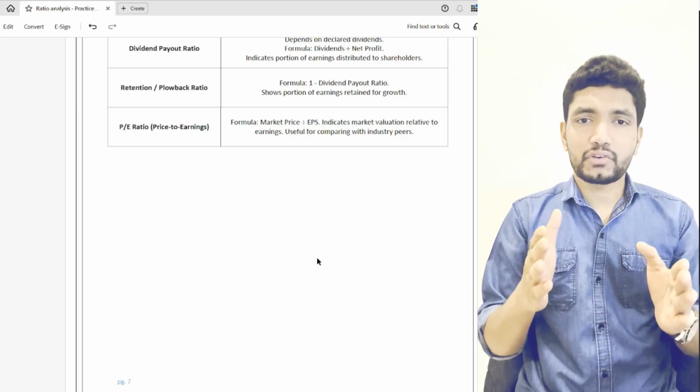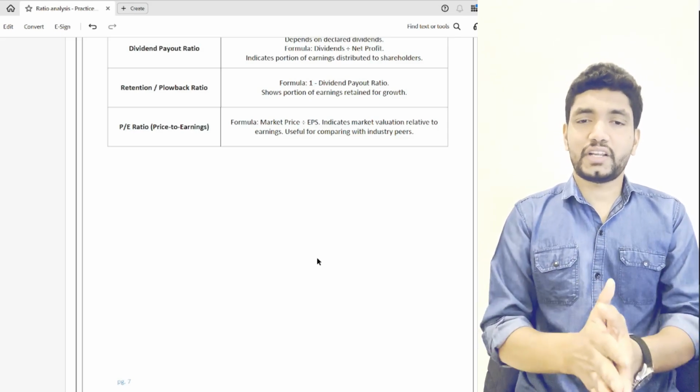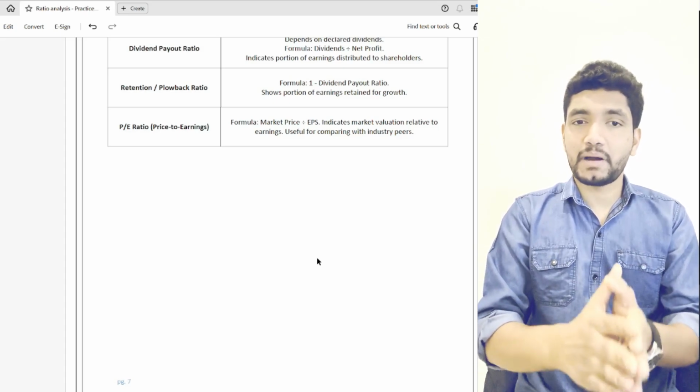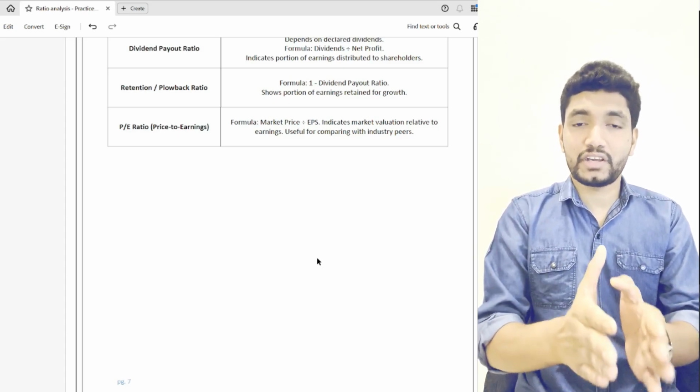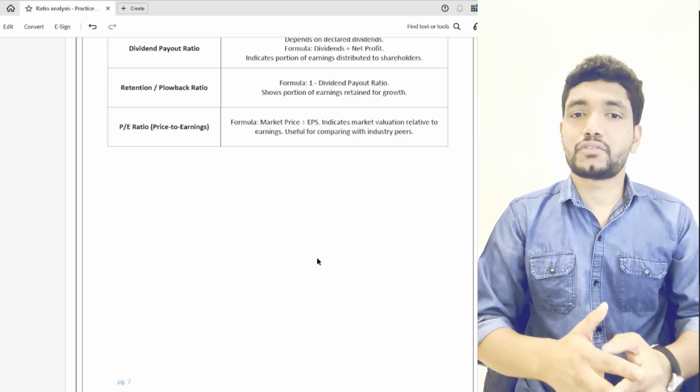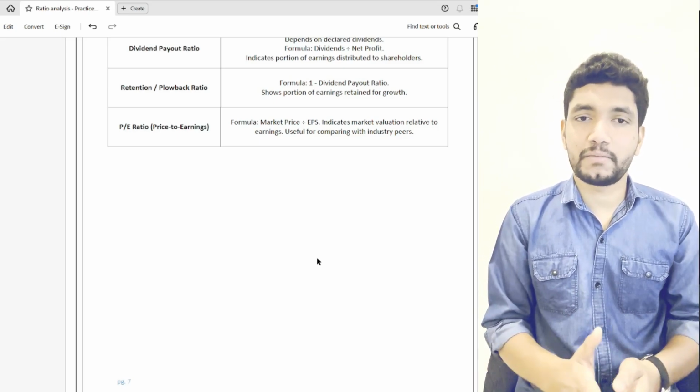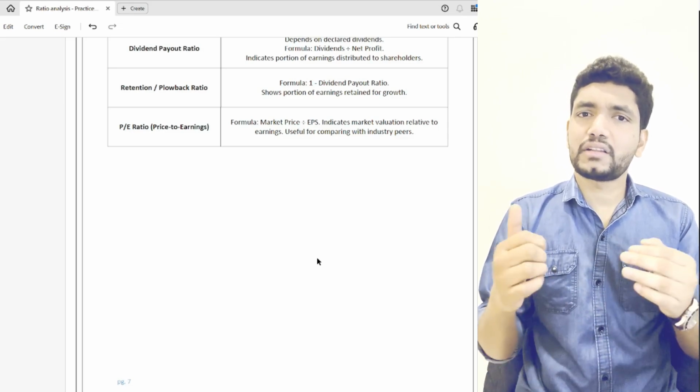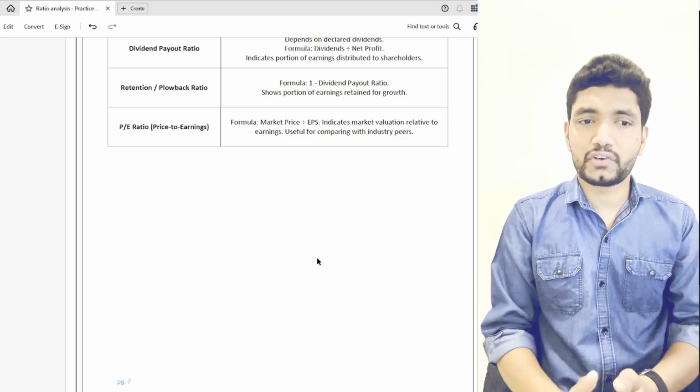So finally, when it comes to market ratios, this is connecting the share market or share price with the company's profit and loss account or income statement. So the PE ratio is always measuring the ratios from an investor's point of view.